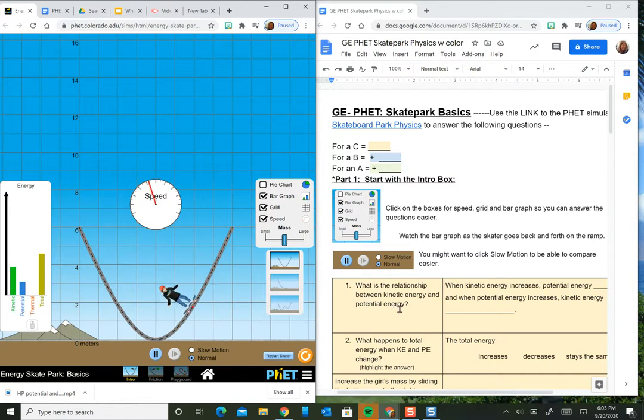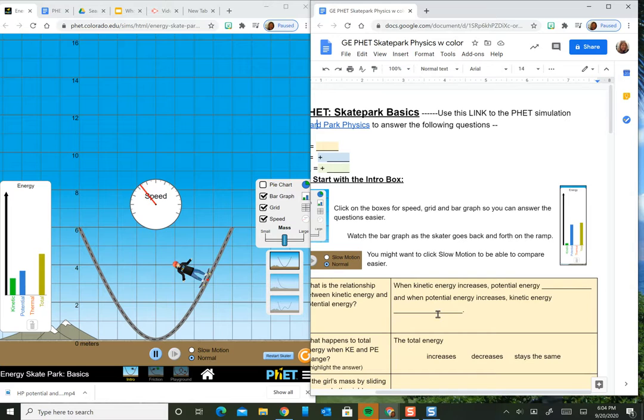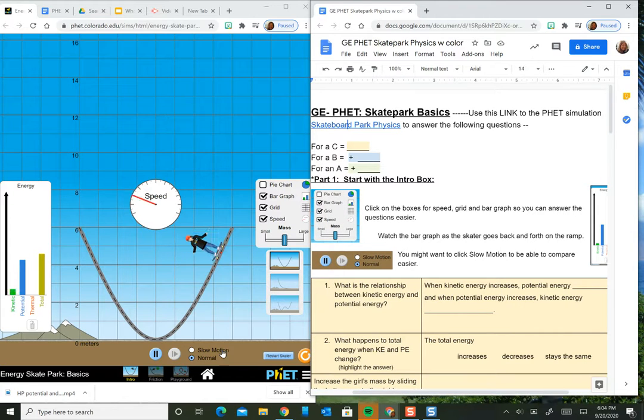What's my question? It says, what's the relationship between kinetic energy and potential energy? And if I come over here, it says when kinetic energy increases, potential energy blank. I wonder if it means increases or decreases. I don't know yet. And when potential energy increases, kinetic energy increases or decreases. I don't know yet. So let's look at the bar graph. As she's going up and down the ramp, notice how the kinetic and potential energy bars are going up and down. So when kinetic energy is increasing, it's going up. What's happening to potential energy? Well, I can't really tell. It's going too fast, so let's go slow motion.